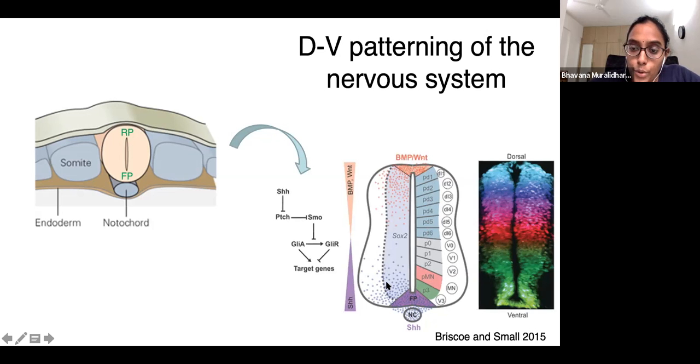They all are SOX2 positive, which is one marker, but they express a wide range of different markers as seen here with different colors along the dorsoventral axis. And then they go on to form the different subclasses of spinal cord neurons as mentioned here, the V3, the motor neurons, V2, V1, and these are the different classes of spinal cord neurons.